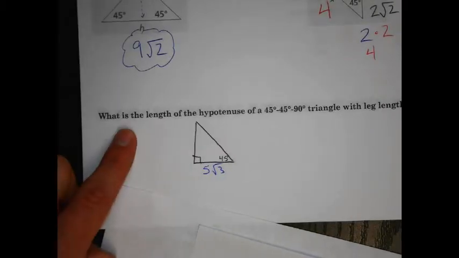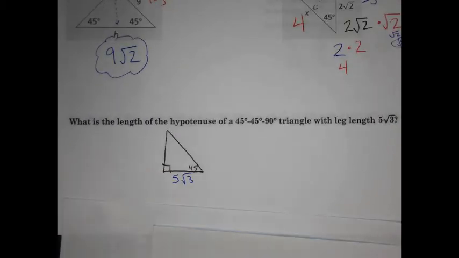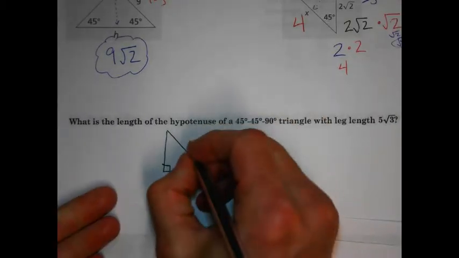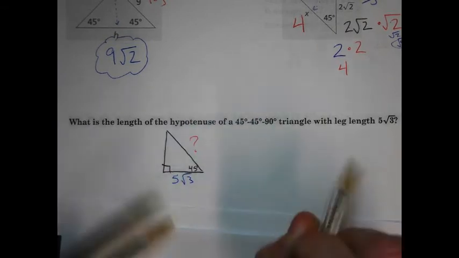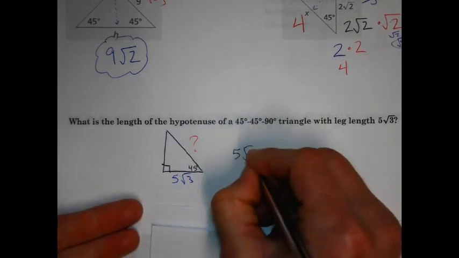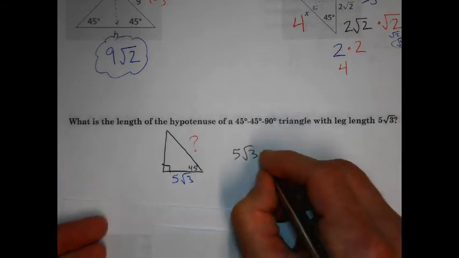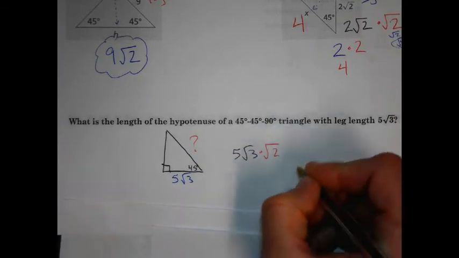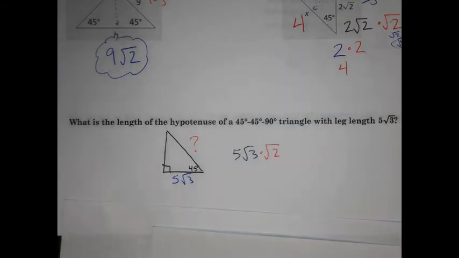What then is the hypotenuse? What is the length of the hypotenuse? That's the question we're asking. So we're going to take our leg, 5 root 3, and multiply it by the square root of 2. Hopefully you know some basic algebra. If not, buckle up and understand what's going to happen.